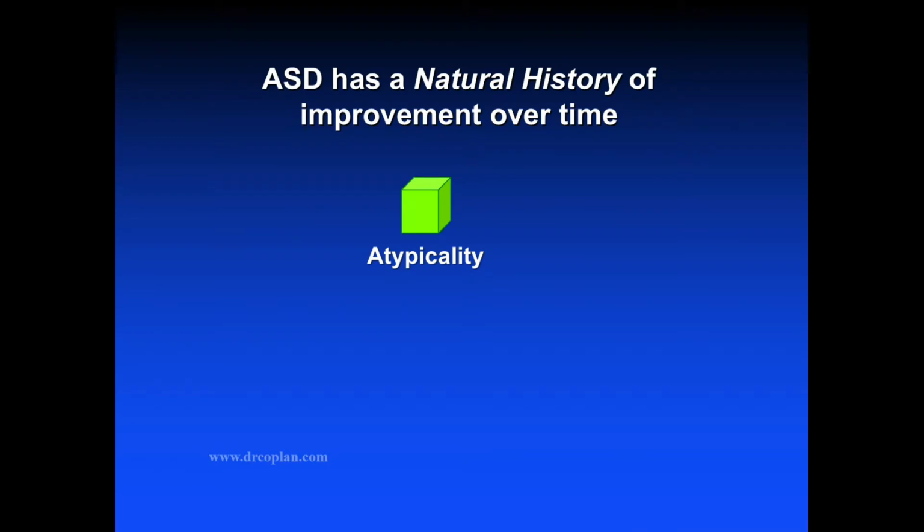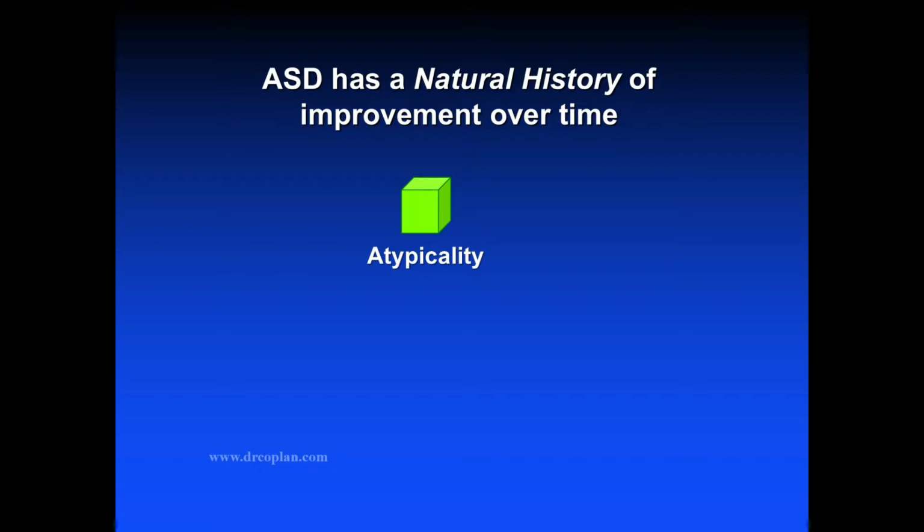Last week, we spent a fair bit of time reviewing the fact that autism spectrum disorder has a natural history of improvement over time. And when a clinician uses the term natural history, what it really means is the expected changes in the condition in the absence of any intervention over the course of that condition.